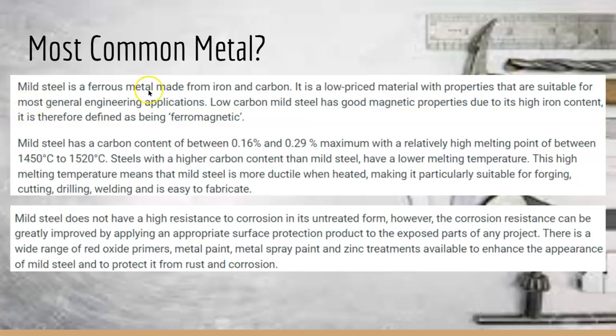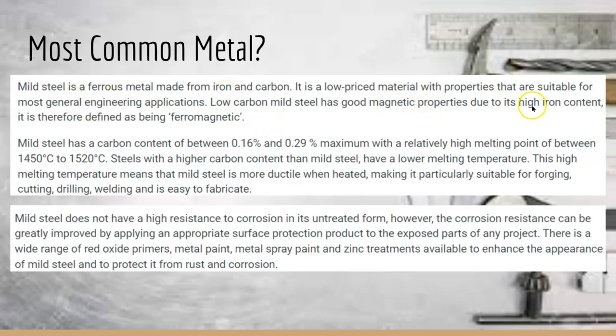Okay, the most common metal that we have is mild steel. This is what you are going to deal with in the shop at all times. There's the possibility that you might do some aluminum welding, but very rare. So mild steel is a ferrous metal. It's magnetic. It's made of iron and carbon. It's low priced. That's why most people use it for their general engineering applications.